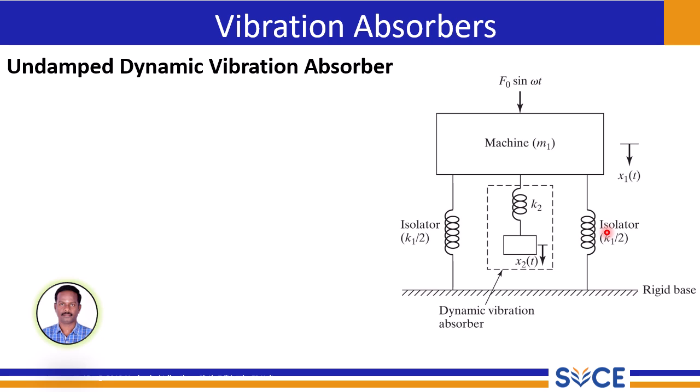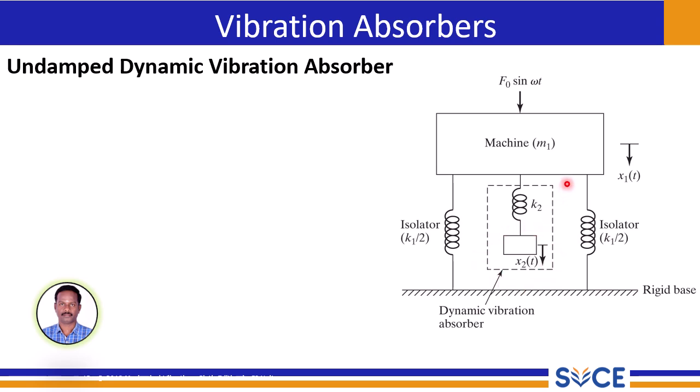Now we introduce the dynamic vibration absorber. It consists of a primarily small mass attached to the primary machine. In this simplified undamped model, we are neglecting any damping elements in the absorber. X1 of t represents the vertical displacement of the main machine M1. X2 of t represents the vertical displacement of the absorber mass M2 relative to the main mass M1.